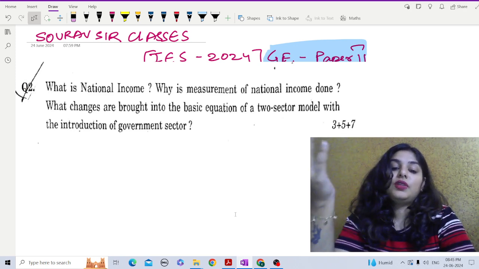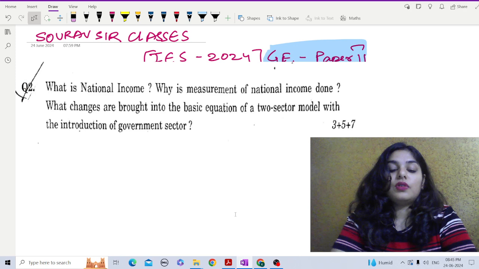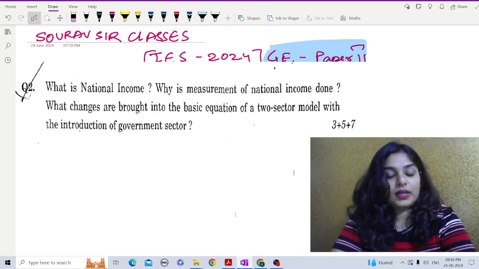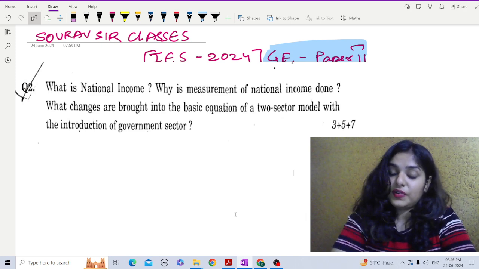So if I am introducing the government sector now, it becomes C plus I plus G. So what are the basic changes? That is what you have to write down. How you will write down this answer is very important. First of all, the first thing that you need to remember while you write this answer is that you have to define national income, right?